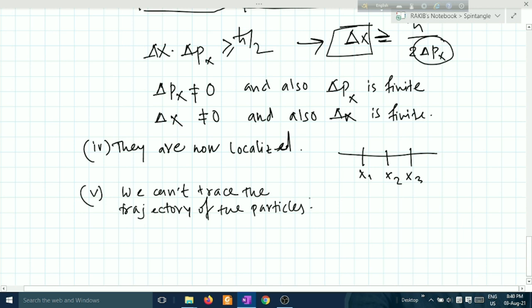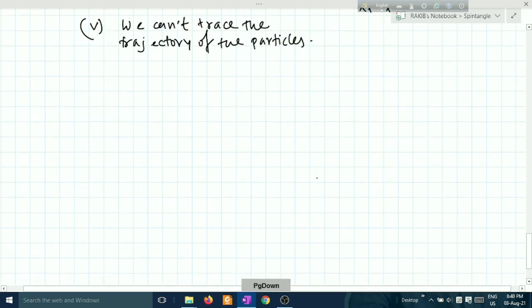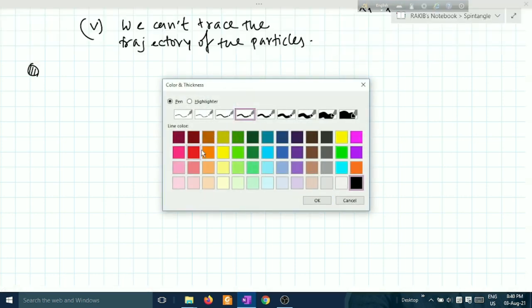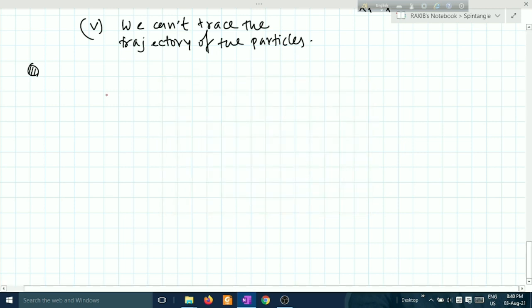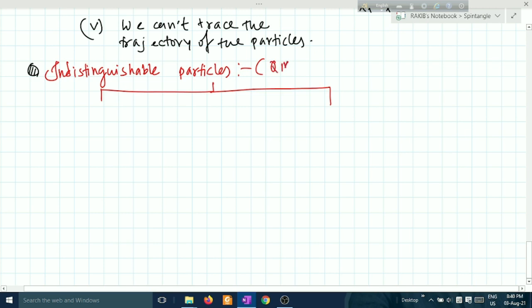Now let me go into a deeper point about indistinguishable particles. What are indistinguishable particles? Indistinguishable particles are of two types. These are quantum particles, obviously. One is fermions and the other is bosons.